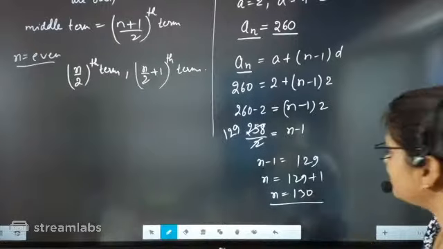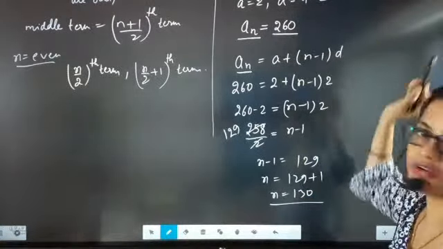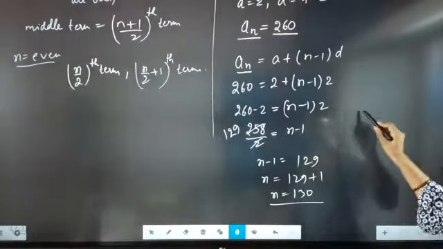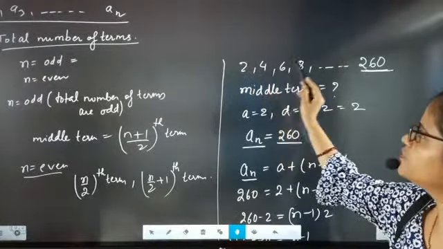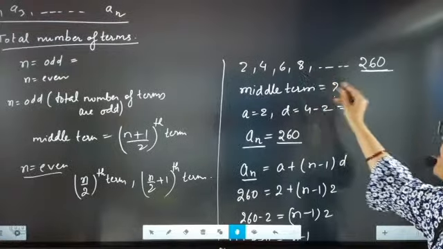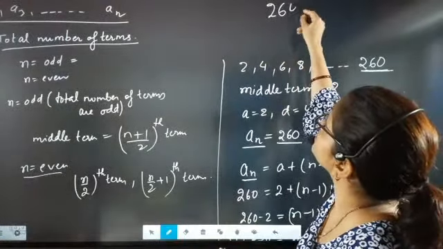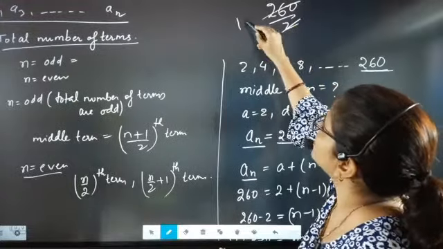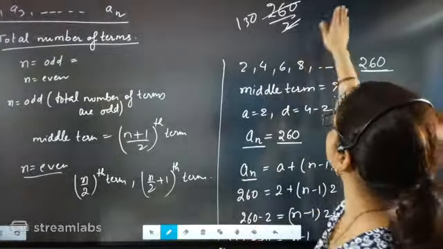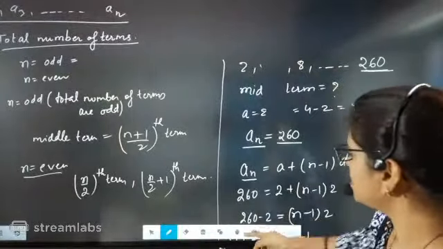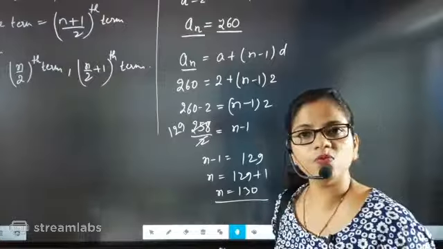So, beta, is it an even number or an odd number? N is the total number of terms. You start from here, beta. 2 1s are 2, 2 2s are 4, 2 3s are 6, 2 4s are 8. Then you divide 260 by 2. How much is it coming? 130. That means total terms are 130. Here also, by the AP, we have got the total terms, which is 130.